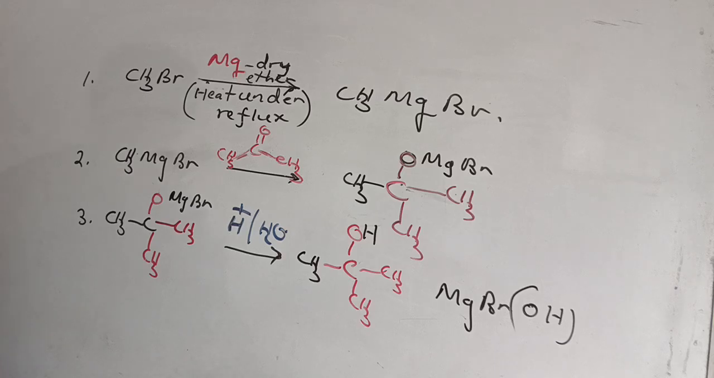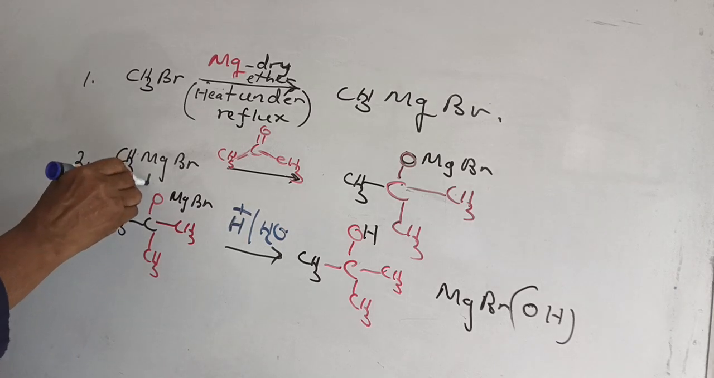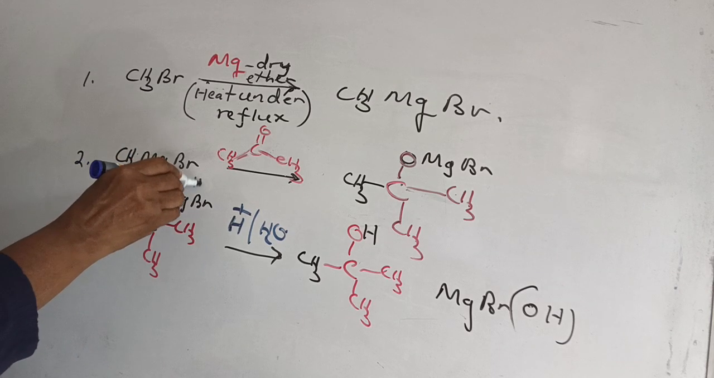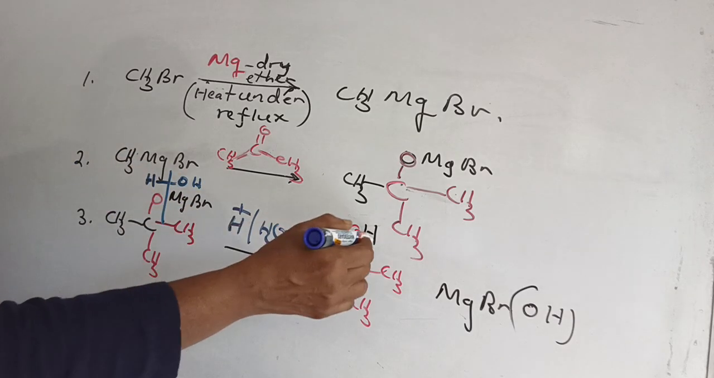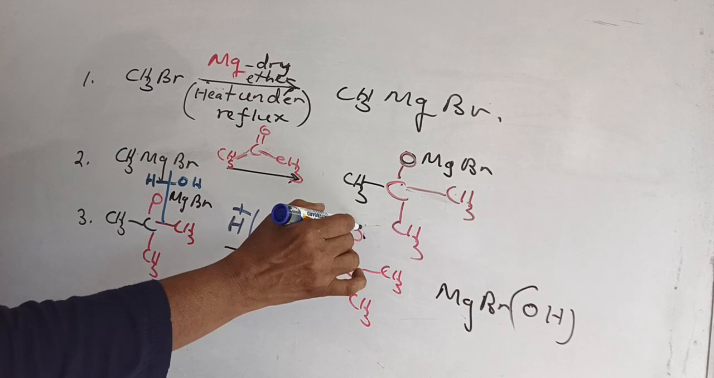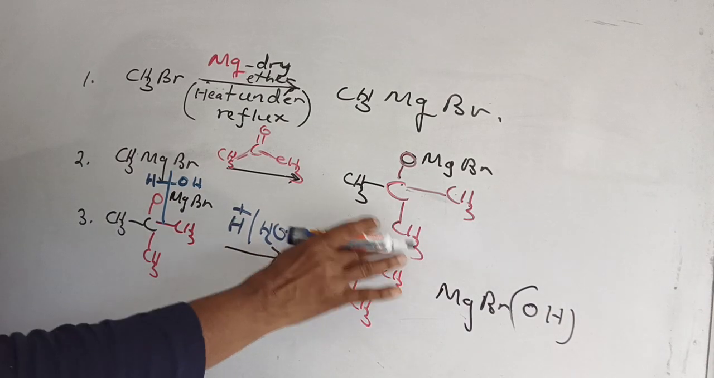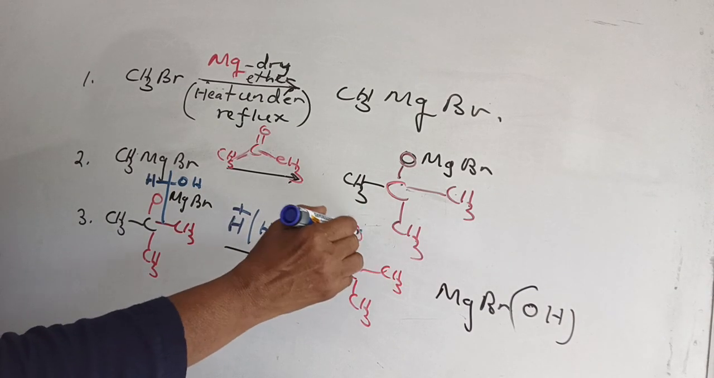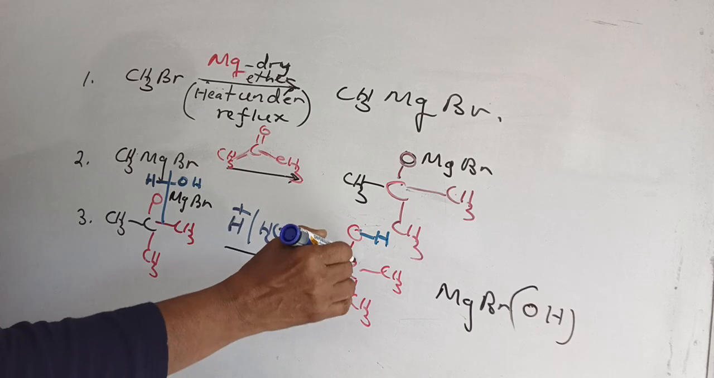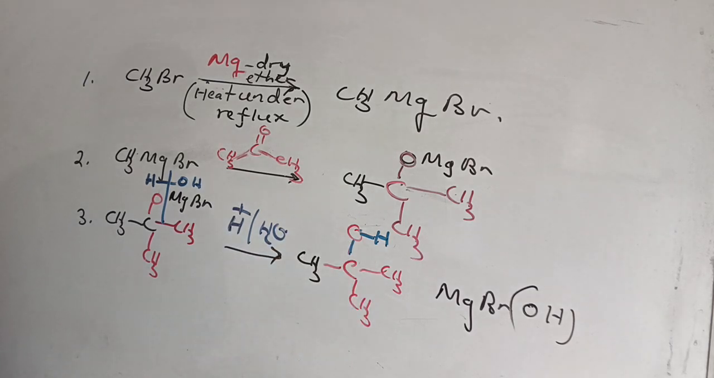So the water molecule comes here, H and the OH. Obviously hydrogen is attached to the oxygen over here. So the alcohol produced is a tertiary alcohol. The OH-attached carbon is attached to three carbons, so it's a tertiary alcohol.